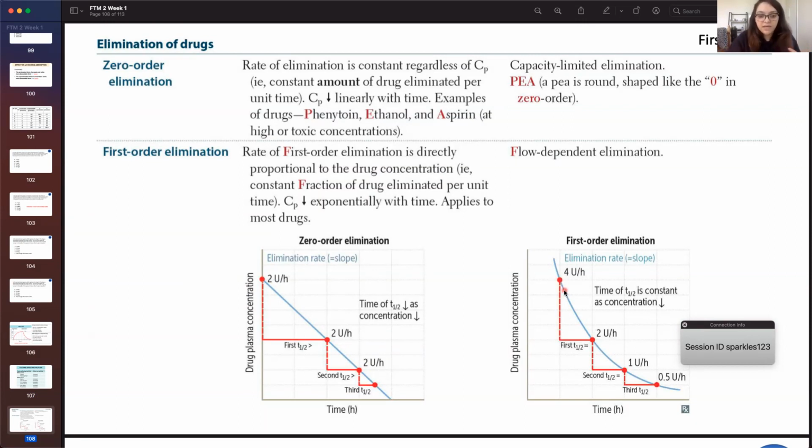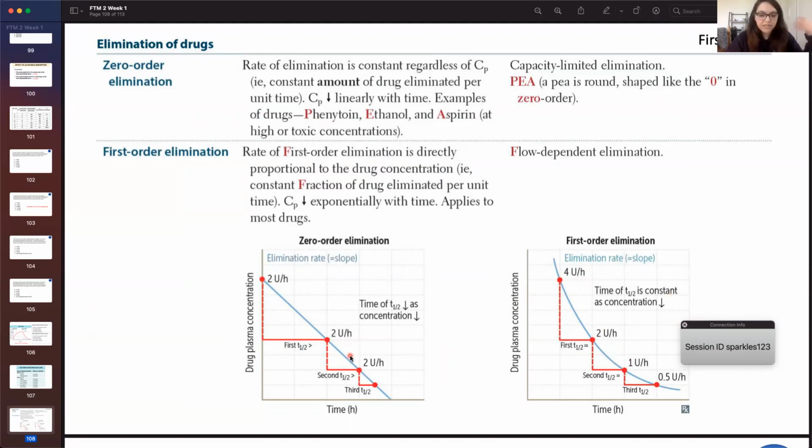And that's because I'm starting out at like 4. And then once I'm at 2, I'm not going to still be eliminating the same amount of drug that I was at 4. I'm eliminating a proportion based on 2. At 1, same idea. So I would say first order elimination is very comparable to what we were just looking at when we were talking about half-life.